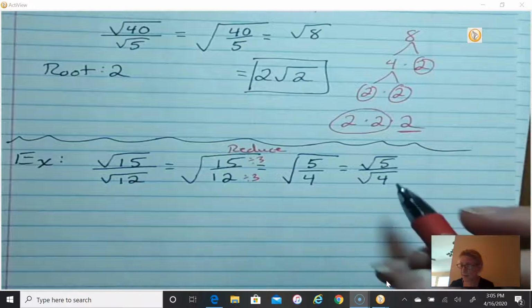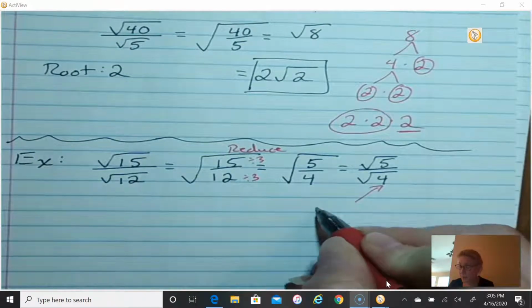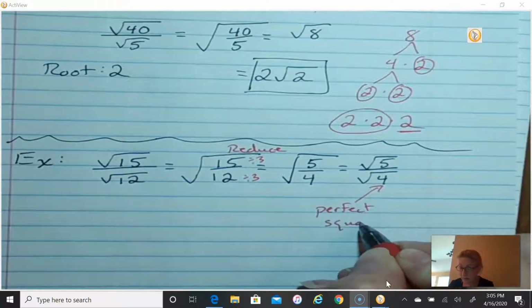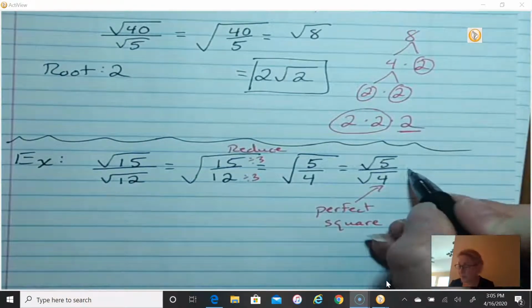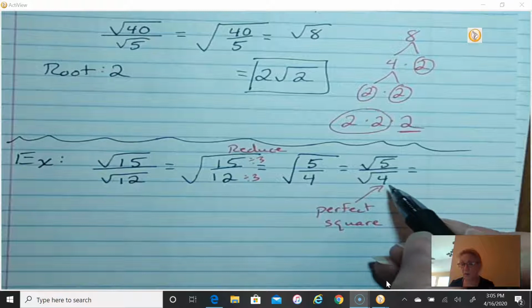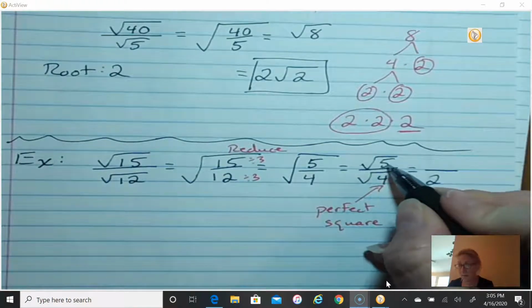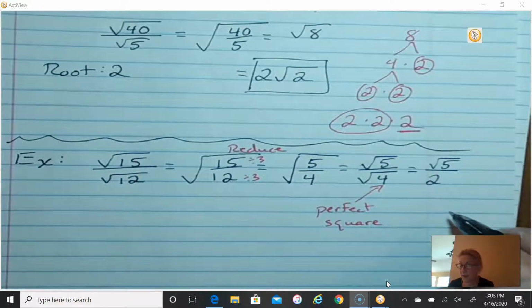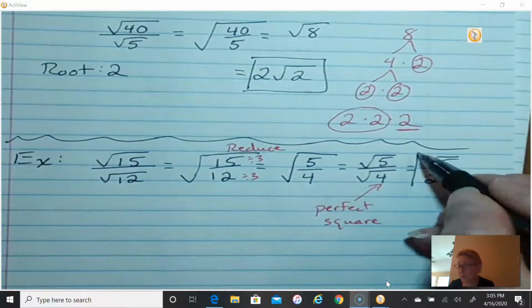Notice this is a perfect square. So what is the square root of 4? 2. This is not a perfect square, so it stays the same. And there's no way to simplify this anymore, so this is your answer.